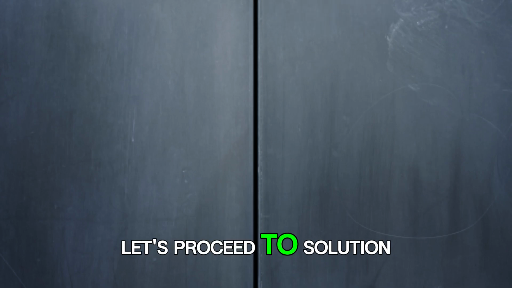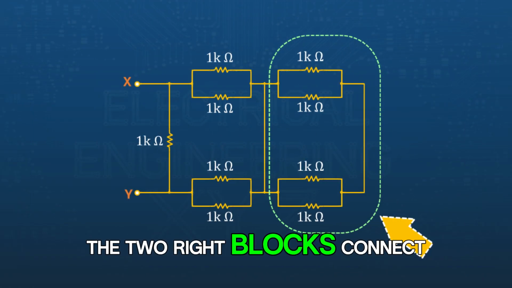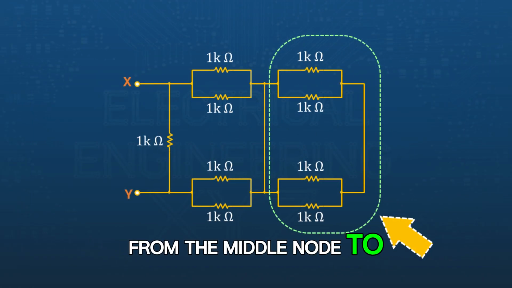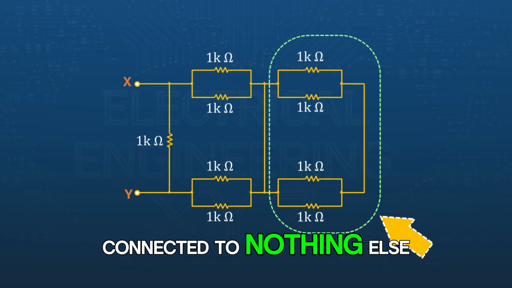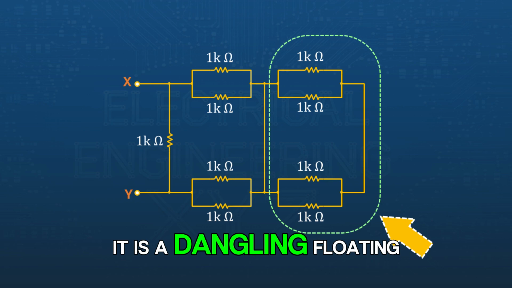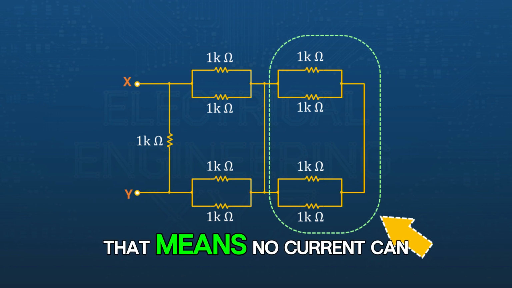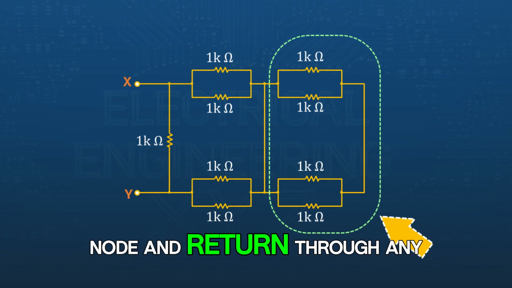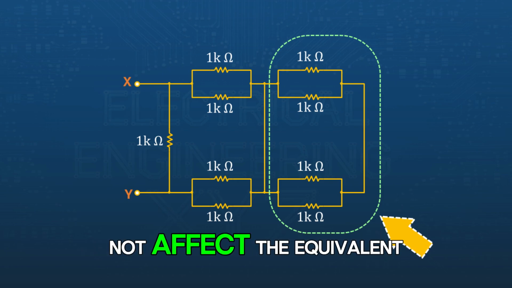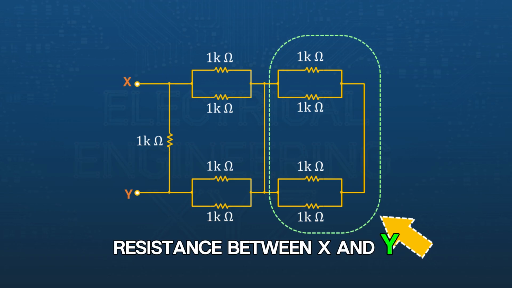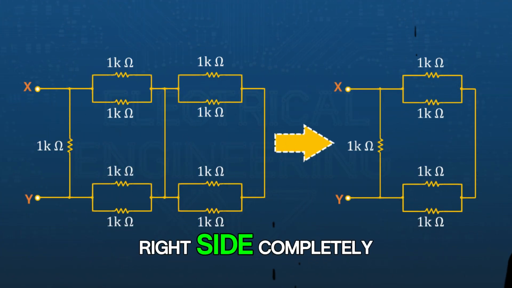Let's proceed to the solution. The two right blocks connect from the middle node to the far right vertical wire, but that far right wire is connected to nothing else externally. It is a dangling, floating branch. That means no current can leave the middle node and return through any external path. So the whole right side part does not affect the equivalent resistance between X and Y. So we can ignore the right side completely.